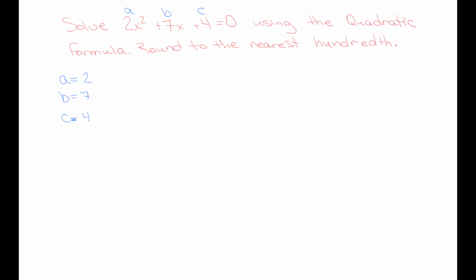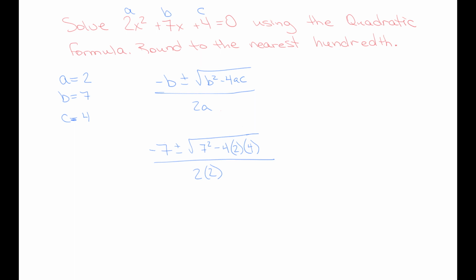Then you need to get in the practice of writing the quadratic formula, which is negative b plus or minus the square root of b squared minus 4ac all over 2a. Then all you have to do is plug in the numbers that you have. So b is 7, so we're going to have negative 7 because it's negative b, plus or minus the square root of b squared, so 7 squared, minus 4a, which is 2, c, which is 4, all over 2a, which is 2 again.